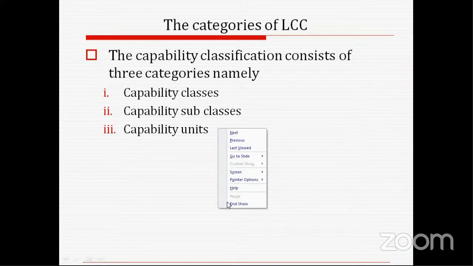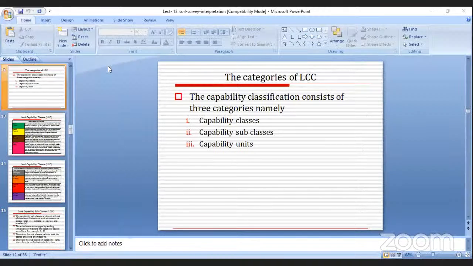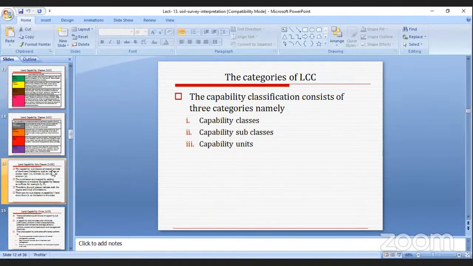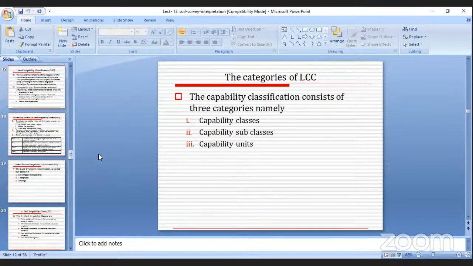We will end here for today, and in tomorrow's class we will continue with the rest of the slides. Up to LCC is important for the JRF students, and there are many other things. We have included many things for land irrigability classification.